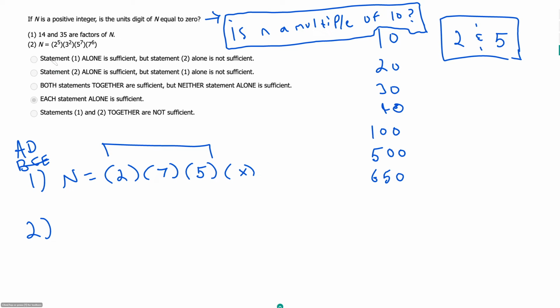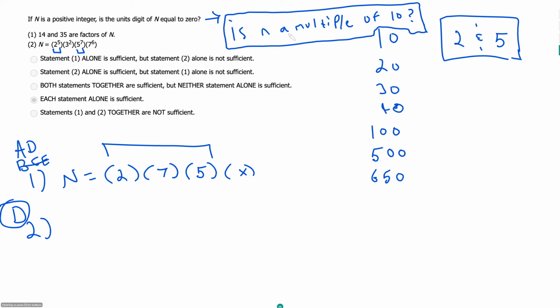Statement 2, n equals 2 to the 5th times 3 squared times 5 to the 7th times 7 to the 6th. And so we're looking for a 2 and a 5. Well, we got plenty of 2s here. We only needed 1, and we have 5 of them. And then we have even more 5s. We got 7 5s, and we only needed 1 of those. And so this is also sufficient without really doing much work.